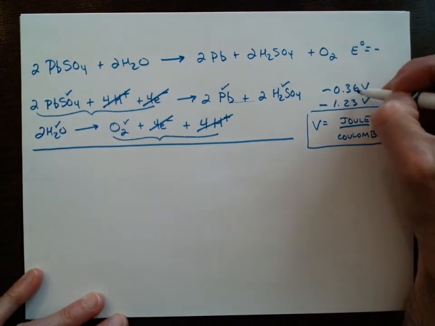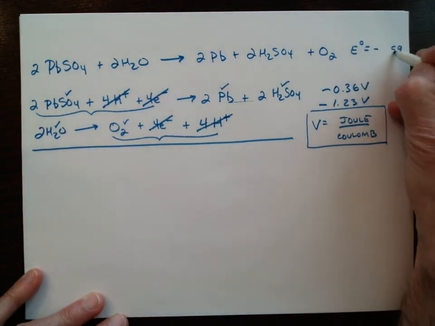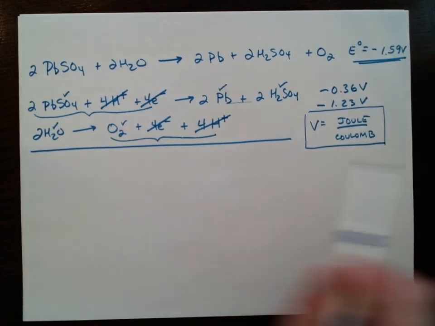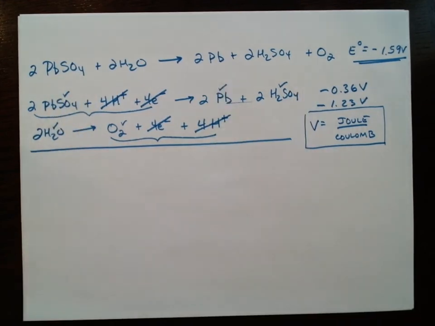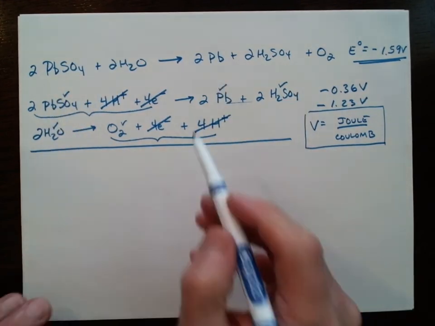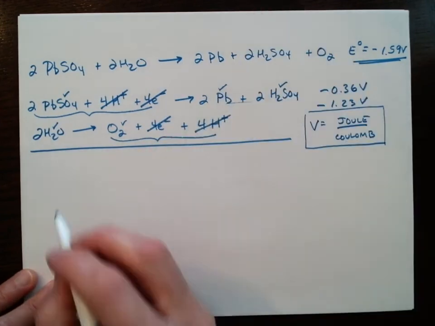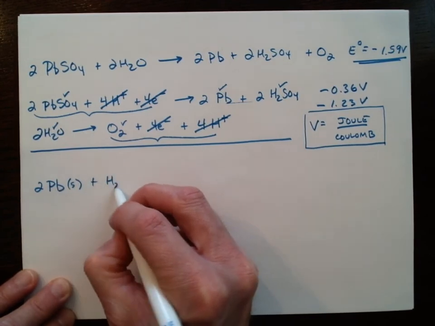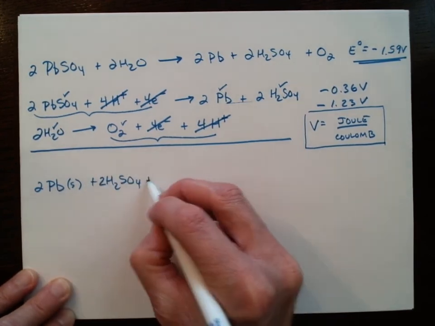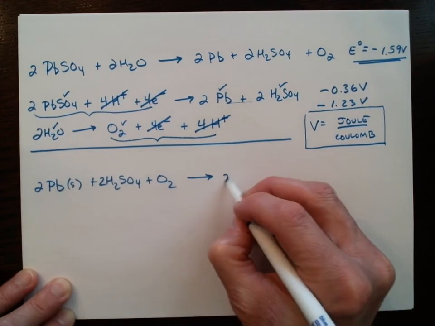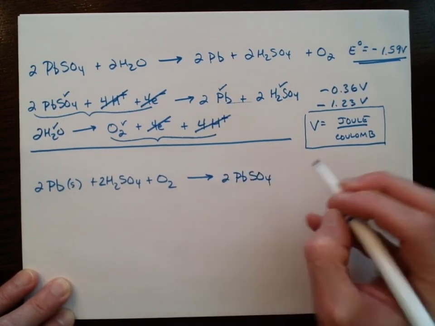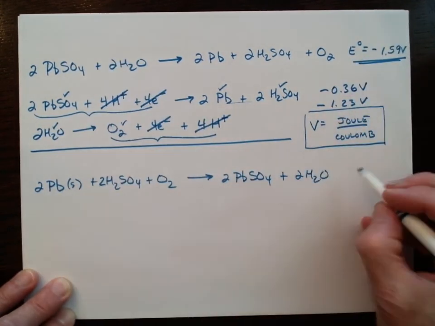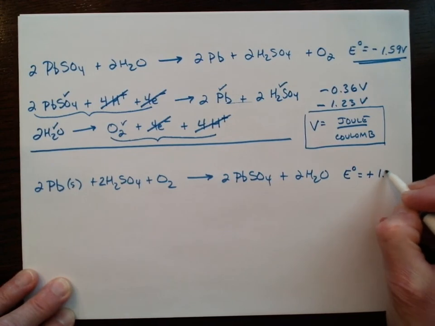A negative 1.59 volts. So it's about minus 1.6 volts. So as written, this reaction is not going to be spontaneous. But in this direction, it would be. So if I flip it, if I have 2 lead solid, add a little sulfuric acid, you're going to need 2 of those, and some oxygen gas, that is spontaneously going to react to form lead sulfate and 2 waters, and I know that because I flipped this sign. The cell potential for this is going to be a positive 1.59 volts.